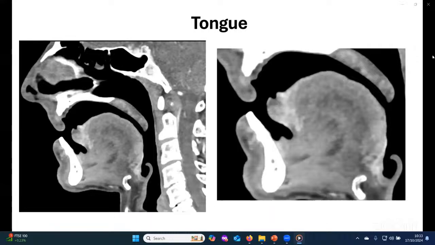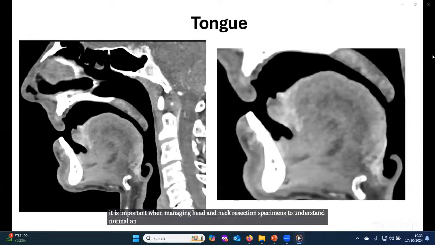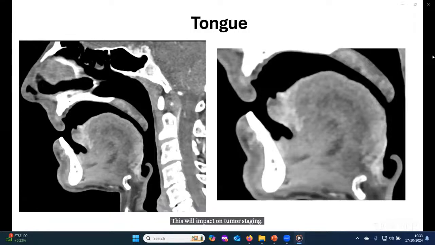It is important when managing head and neck resection specimens to understand normal anatomical structures, as depending on the site of tumour origin and subsites involved, this will impact on tumour staging. In addition, different areas of the oral cavity will have a different microscopic appearance, and recognition of this will influence how you interpret histology slides.